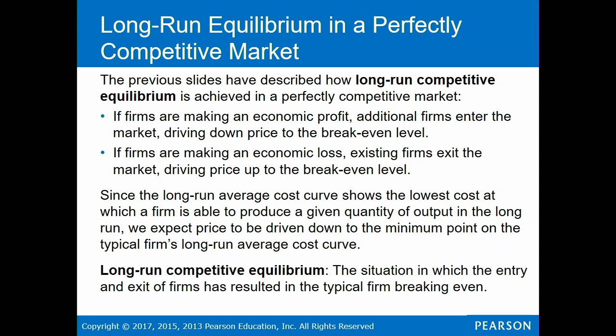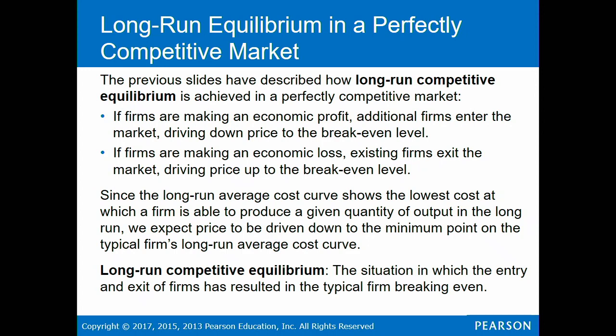On the other hand, if firms are making an economic loss, some firms are going to exit the market. So they're going to drive the price back up to the break-even level. And again, once they reach that break-even level and firms are not earning a profit or a loss, they're just breaking even, there's no further incentive for more firms to leave the industry. So in our perfectly competitive markets, our long-run competitive equilibrium is where the entry and exit of firms, which can happen continuously, results in the typical firm breaking even.